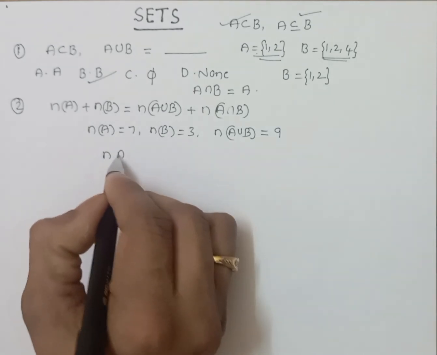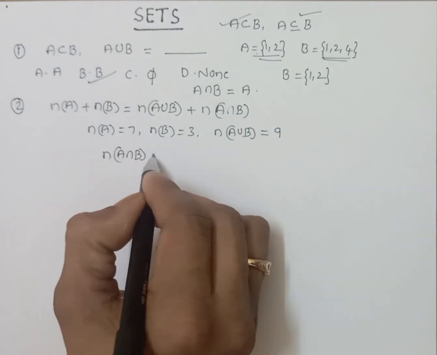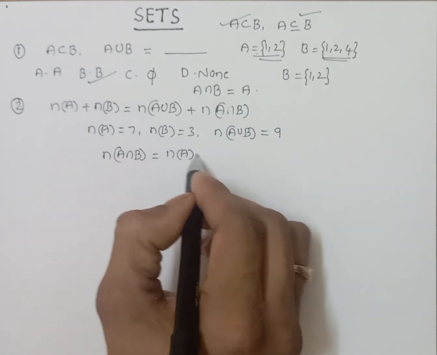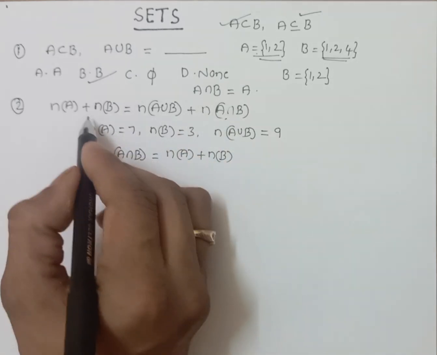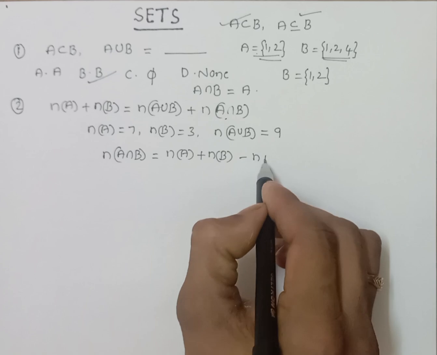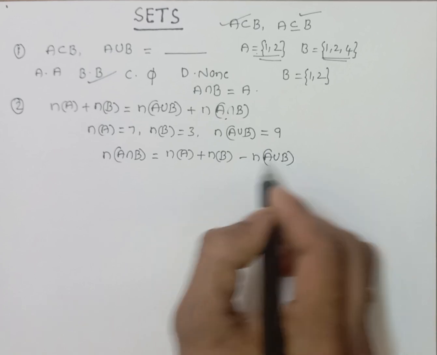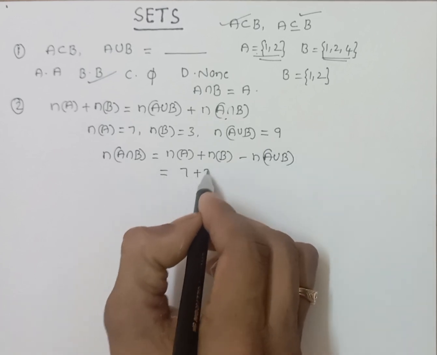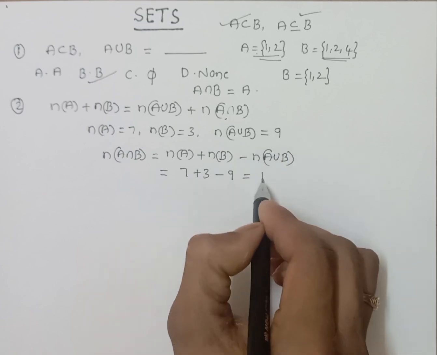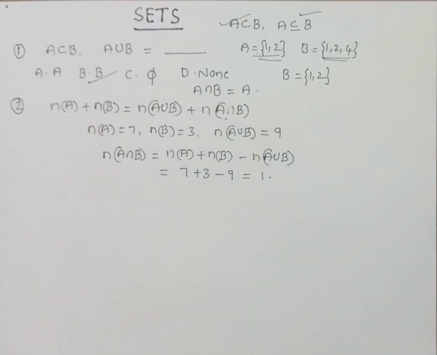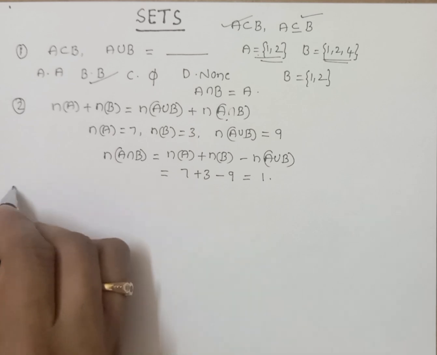So you can write n(A intersection B) equals n(A) plus n(B). So we are finding this one, so sending to the left side, minus n(A union B). That is nothing but 7 plus 3 minus 9. That is nothing but how much do we get? 1. This is the formula, and I said cardinal number.